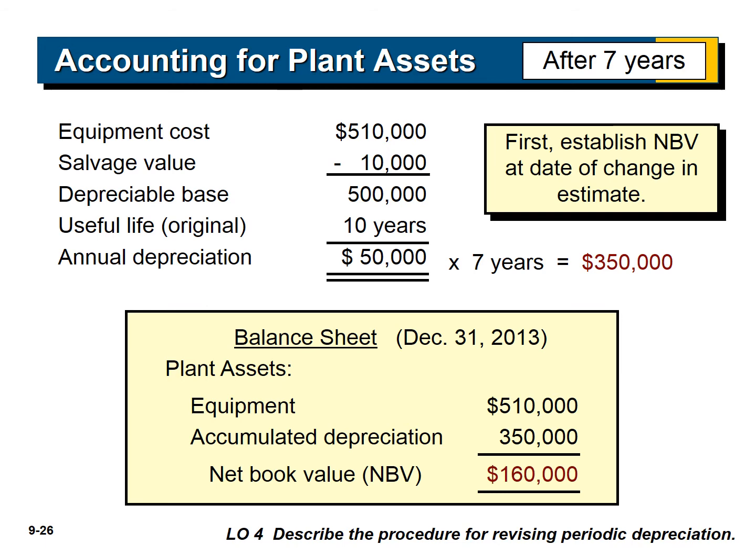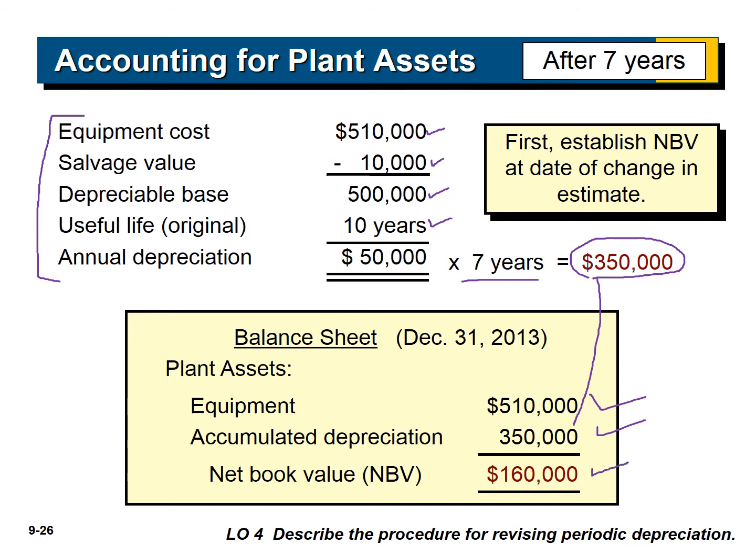Okay, first of all, what have we been doing? This is what we did at the top here, is what we had been doing. This is straight line depreciation. Cost minus salvage value is the depreciable base divided by the 10-year life, gives you 50,000 a year. We did that for 7 years because it's straight line, it's the same every year. That means my accumulated depreciation is 350,000, which gives me a book value of 160,000, which is the cost minus the accumulated depreciation.